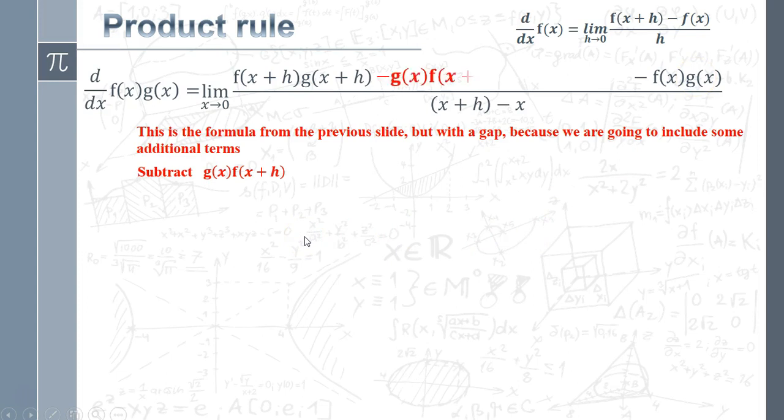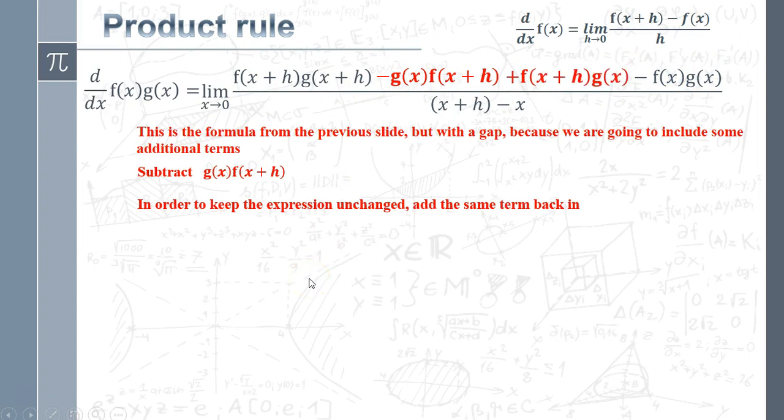The first term I'm going to include is a subtraction of g of x, f of x plus h. And you might go, well, why are you doing that? Well, bear with me, it will hopefully become obvious. But if I'm going to make sure that this expression stays exactly the same, if I've subtracted that on the numerator, then I've got to add the same term back in. So this red bit here sums to 0.